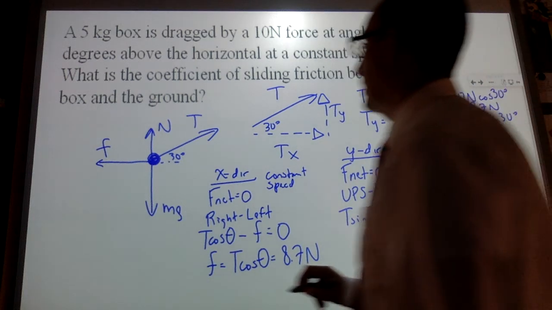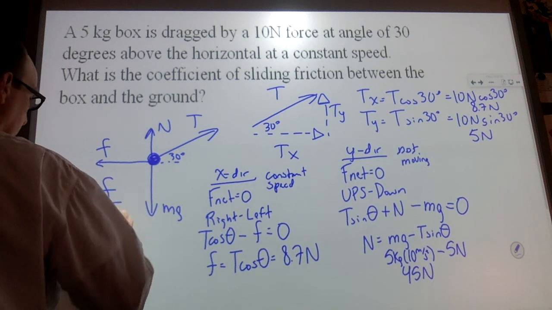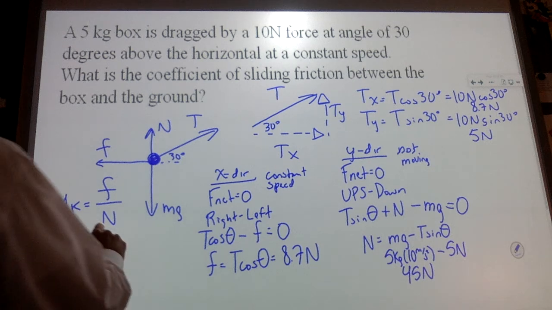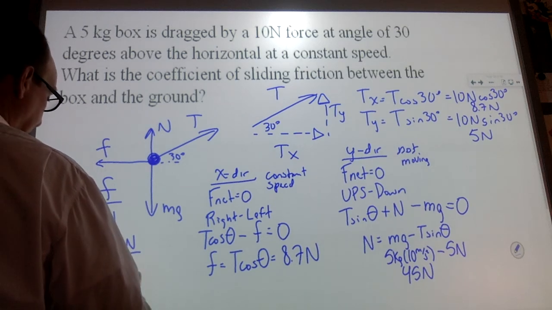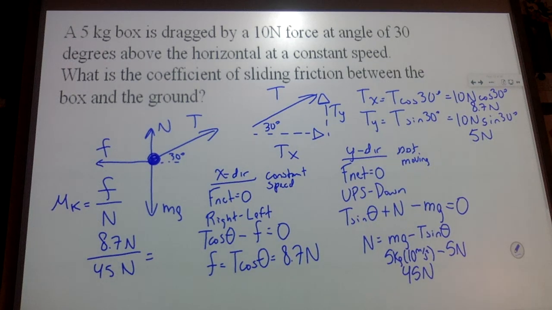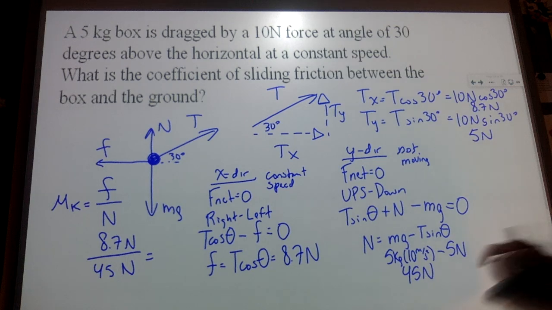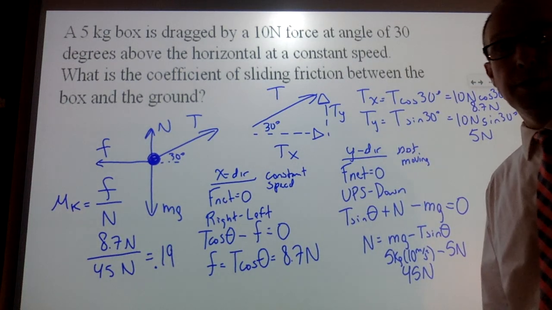Then I can plug that in to get my mu of K. So this is going to be 8.7 newtons divided by 45 newtons, which I'm going to get a calculator, but I feel like it's really close to 0.2. .19. No units because it is a ratio.